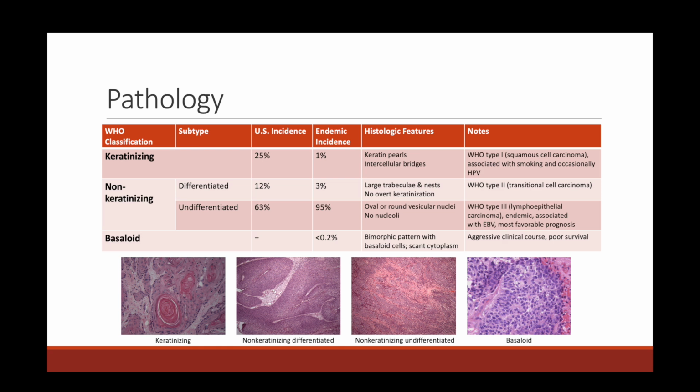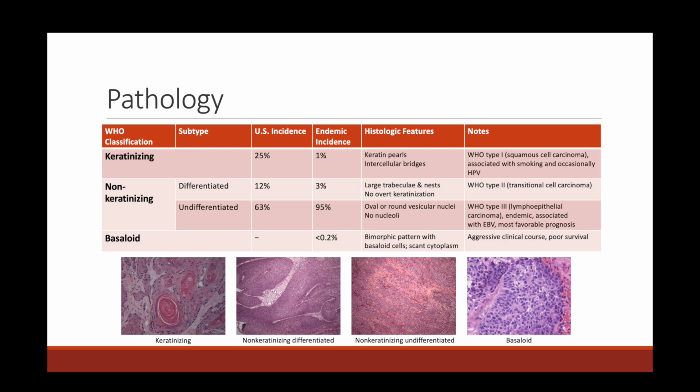So there are 3 main subtypes to be aware of, and then there is one which is very, very rare. The very, very rare one is the basaloid subtype, which has this bimorphic pattern with basaloid cells, scant cytoplasm. It's very aggressive, has a very poor clinical course, poor survival, but fortunately it's extremely, extremely rare. So that is one subtype to be aware of.